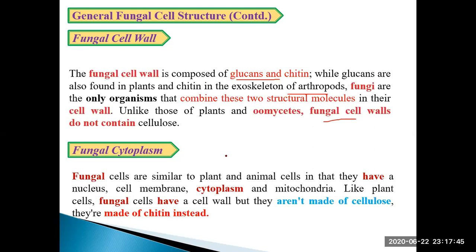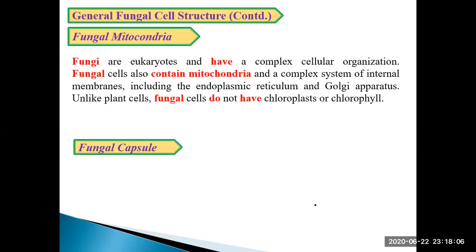And then the fungal cytoplasm. Fungal cells are very similar to plant and animal cells. They also have a nucleus, cell membrane, cytoplasm, and mitochondria. I already mentioned that the wall is not made of cellulose, it is made of chitin. Then what is fungal mitochondria? Fungi contain mitochondria and a complex system of internal membranes, including the endoplasmic reticulum and Golgi apparatus. But they never contain chloroplast or chlorophyll like plants.